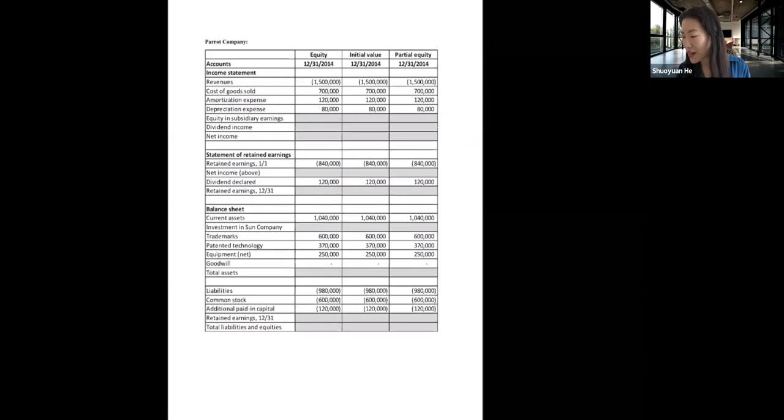And here we also know over the next 4 years, the Sun Company reports the following income and dividend. So those are the subsidiary's income and dividend that it reports. And then the requirement is to fill in the blanks on the next 2 pages. So what are the blanks? Blanks are just those highlighted cells. So please take 10 minutes, try to fill in those highlighted cells, and then we're going to go over the solution. Please pause your video for now.